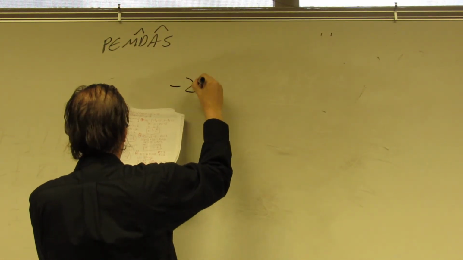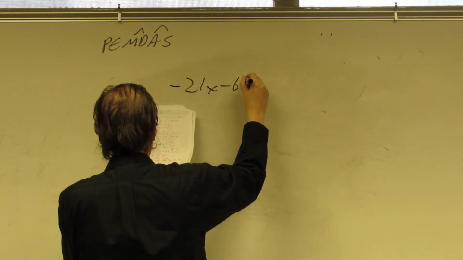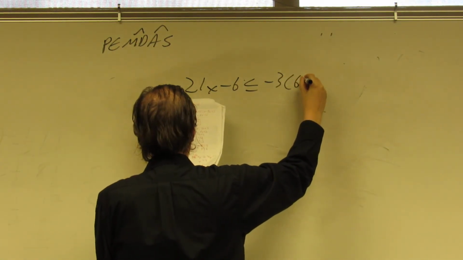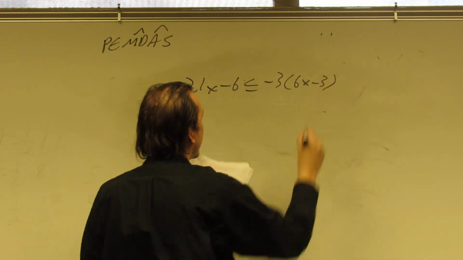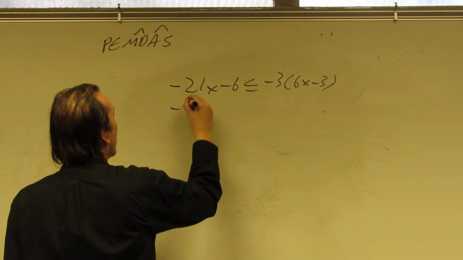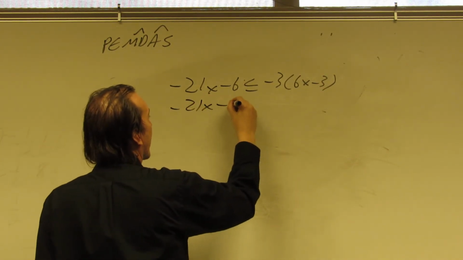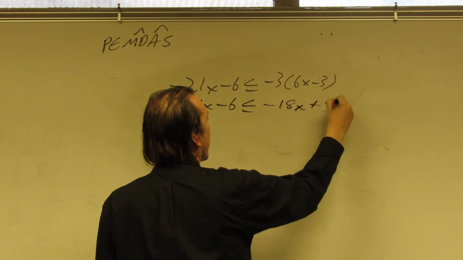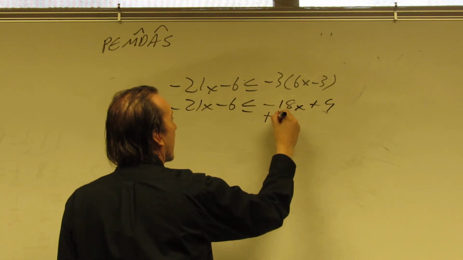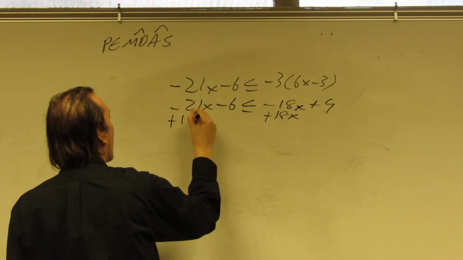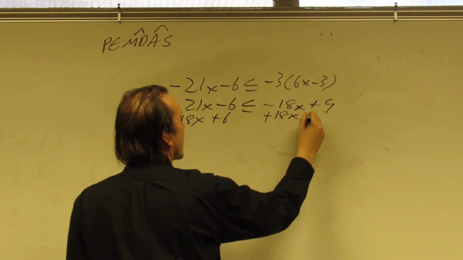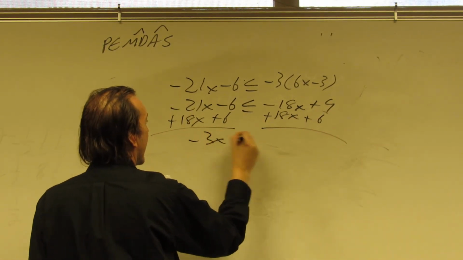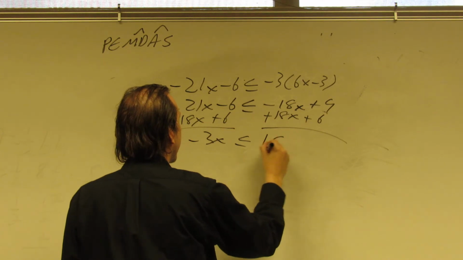Next, negative 21x minus 6 less than or equal to negative 3 times, in parentheses, 6x minus 3. Need to distribute. We're going to have negative 21x minus 6 less than or equal to negative 18x plus 9. Move all of our x's to the left and numbers to the right. So we're going to have negative 3x less than or equal to 15.